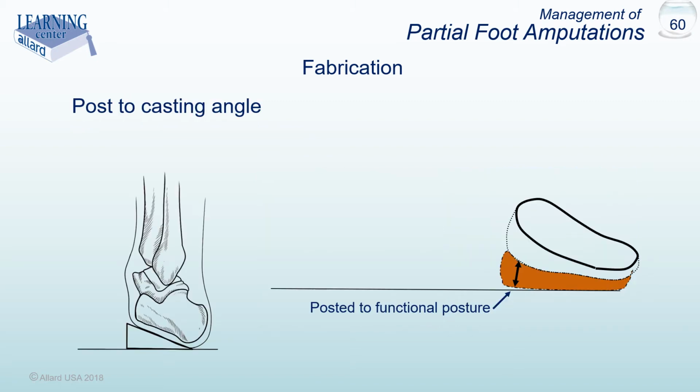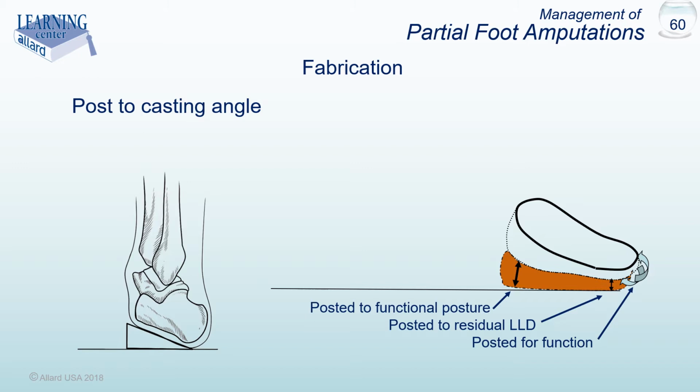The anterior aspect of the socket is posted to the functional angle. Some heel lift may be included in the posting to account for loss of limb length because of the limitation into dorsiflexion. The posterior aspect of the socket functions as a biomechanical foot orthotic, allowing the calcaneus to function through neutral in the frontal plane.